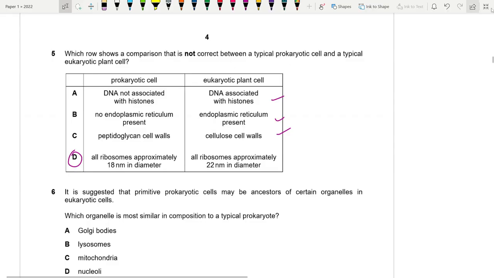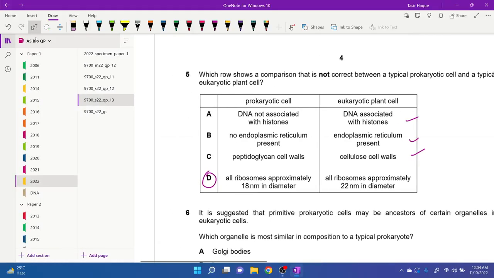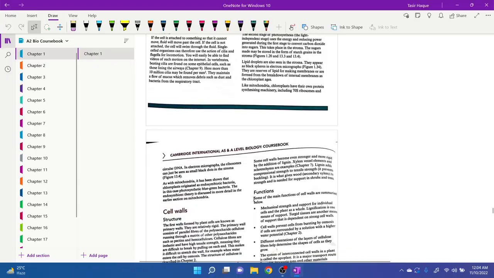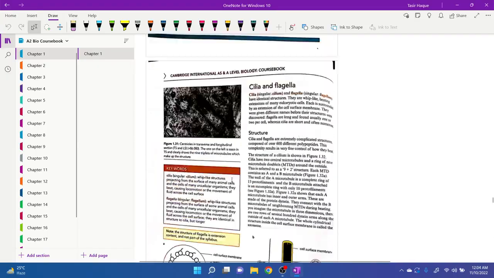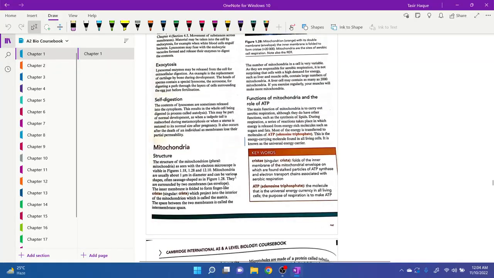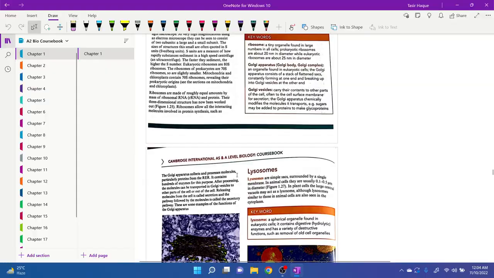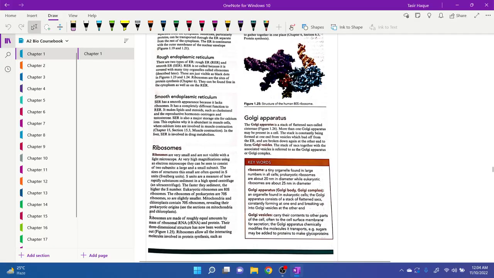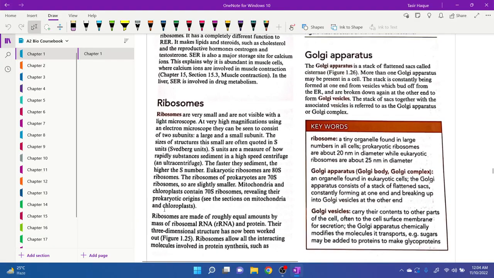So did they mention the diameter of the ribosome in the course book? So basically 80S, and I don't think I have the chapter. Oh, I do. Ribosome. They didn't mention it, right?